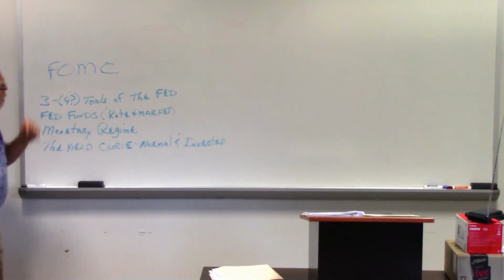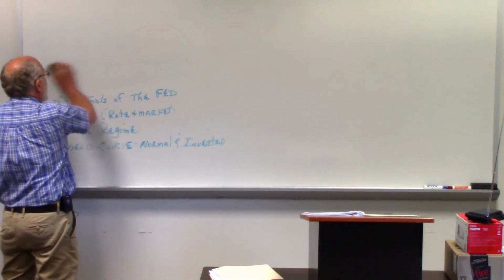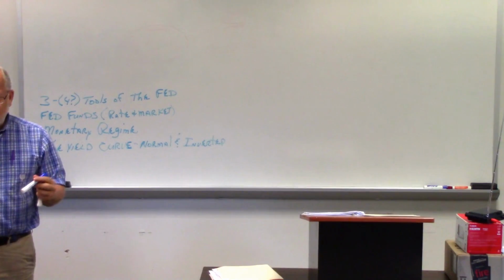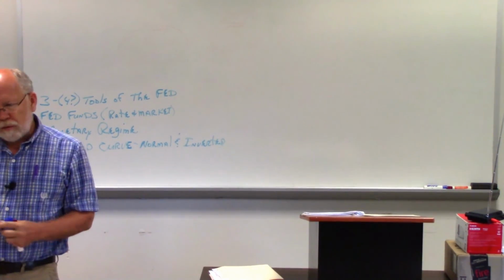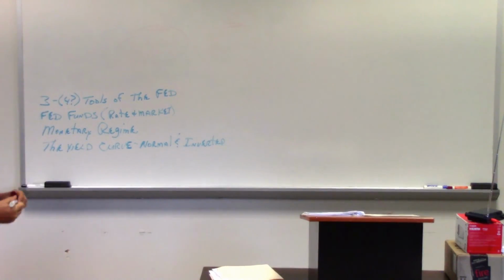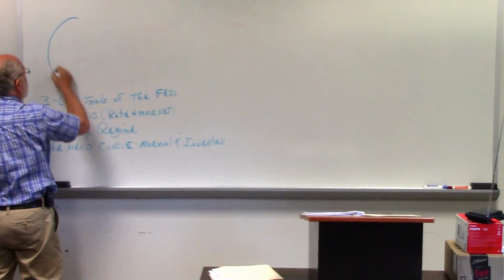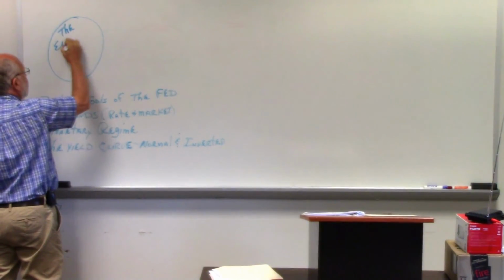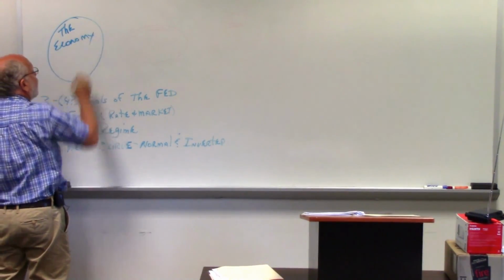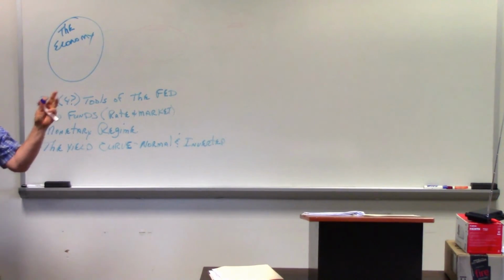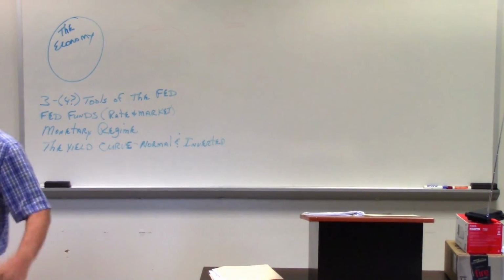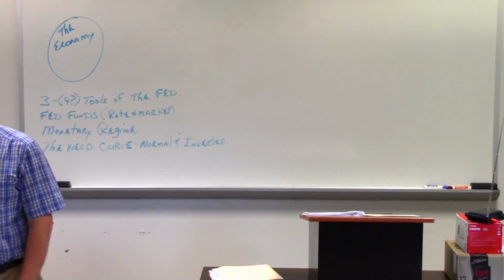So how does this Federal Open Market Committee control the economy? Well, I'm going to diagram this. And once you get this diagram, I think you'll understand how this very, very powerful tool is used by the Fed. Let's say that inside this circle, that represents the economy. The entire economy. That's the economy.